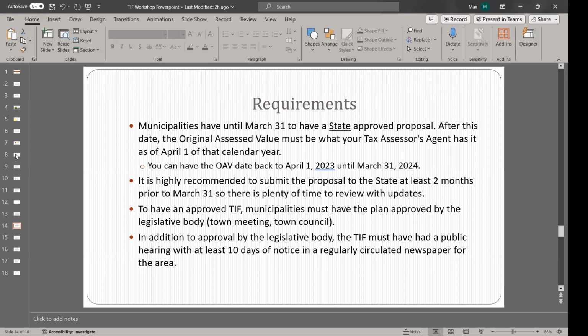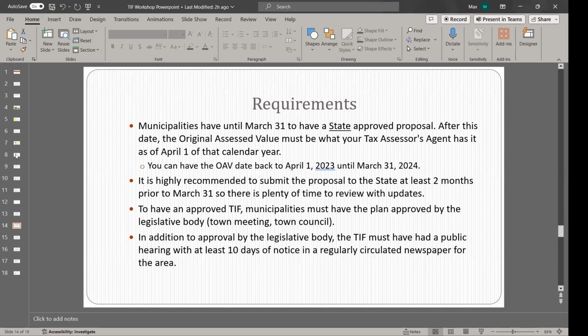So just an example, we have our $100,000 example we've been talking about this whole time. If it was $100,000 as of April 1st, 2023, you can create a TIF district that dates back to April 1st, 2023, and have that $100,000 original assessed value. Even if this was approved by the state by March 31st of 2024, you can still have that $100,000 original value. But if you waited until April 1st of 2024, and the value had gone up to this $1 million, well, now the original assessed value will be $1 million, and you can't come back from that.